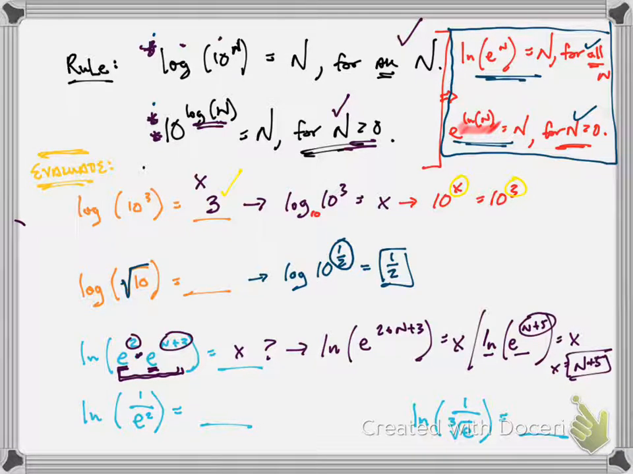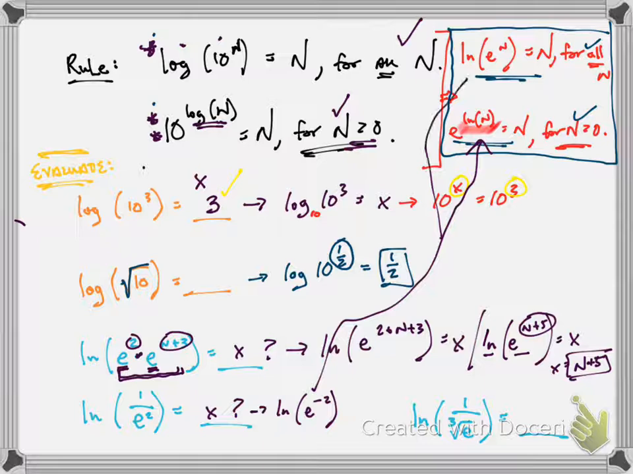Next example, natural log of 1 over e squared. Well, we could rewrite this, if I'm saying, hey, I don't know what that is, it's equal to x, find x, we could rewrite this as the natural log of e to the negative second. Now it's in the format that we want, because we want something like this, okay? And so I've got the natural log of e to the negative second is equal to unknown x. Well, x is going to have to equal negative 2.